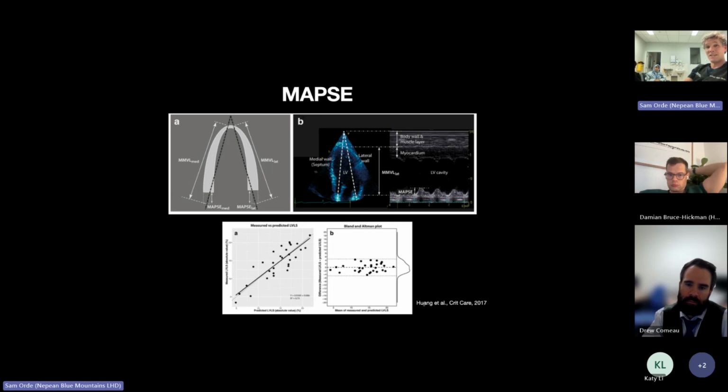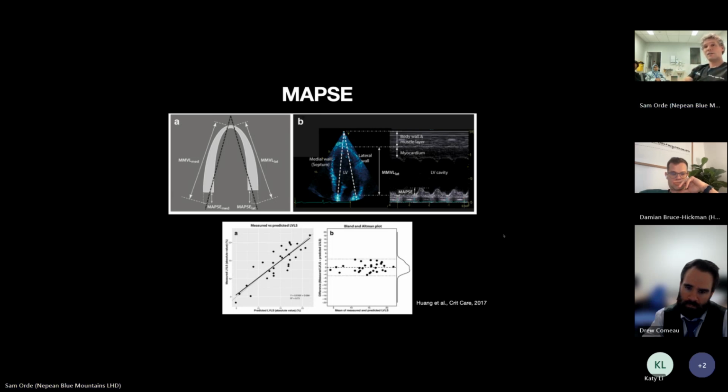And Stephen Huang, who works here, did a nice study showing that this MAPSE correlates quite nicely with global longitudinal strain, as you'd kind of expect, and we'll talk about that in just a second. And the magic number that we have is about 8 millimeters. So if it's 8 millimeters and above, that is someone who's got maybe normal systolic function, and less than that is impaired. We don't really have gradings.